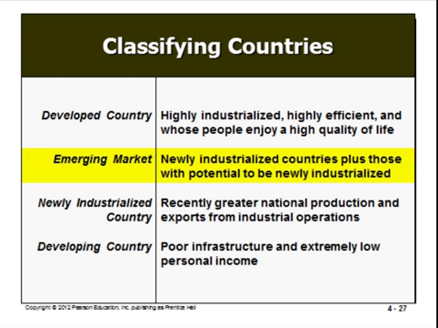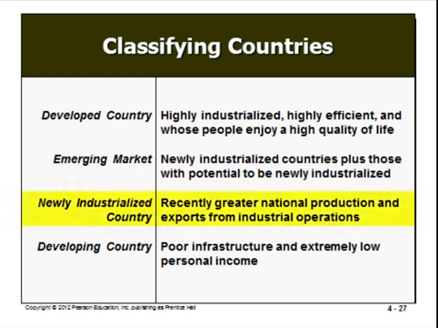Emerging market. Emerging markets are newly industrialized countries, plus those with potential to be newly industrialized. Newly industrialized countries, NICs. NICs have recently increased the portion of national production and exports derived from industrial operations. NICs are located mainly in Asia and Latin America, for example Hong Kong, Singapore, Taiwan, Brazil, China, India, Malaysia, Mexico, South Africa, and Thailand. Combining NICs with those having potential to become a NIC forms a category called emerging markets.